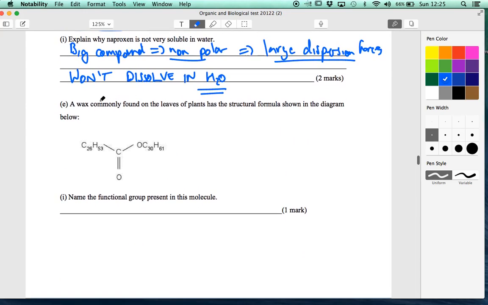Looking at this here, it says E, a wax commonly found on the leaves of plants, so the structural form is shown in the diagram below. Looking here, what do we see? Well, again, look for functional groups. I can see a C with an O, which most people would think is a carbonyl group, which it is, but then they would say it's an ester. However, I can see another O up here as well, so there's my functional group. It's a simple COO functional group. So what will we call this? It's an ester.